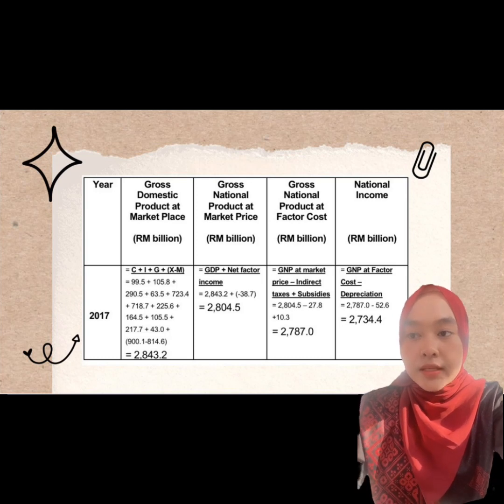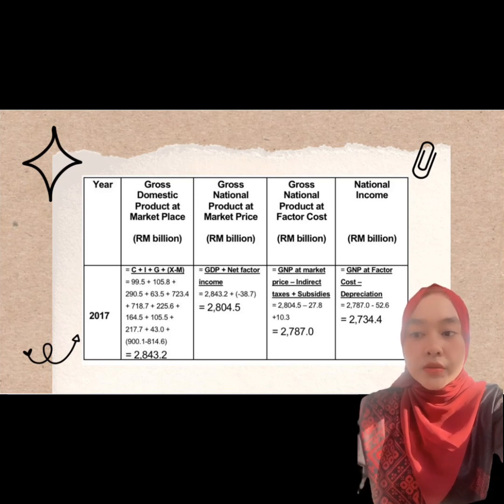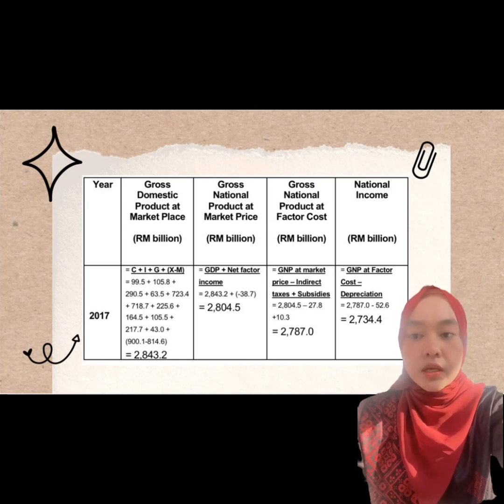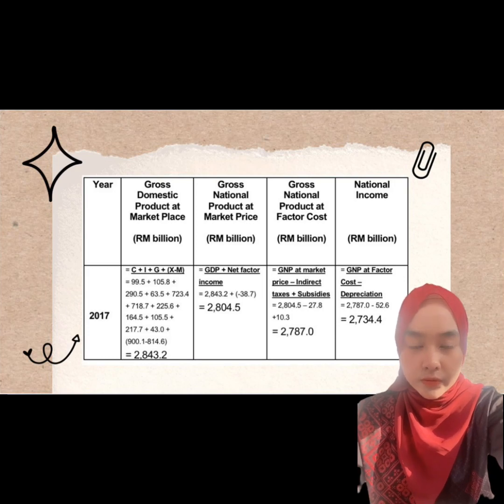2,843.2. Next, for the gross national product at market price, the formula is GDP plus net factor income, so we get 2,804.5. For the gross national product at factor cost, the formula is GNP at market price minus indirect tax plus subsidies, and we get 2,787.0. And the last is national income. The formula is GNP at factor cost minus depreciation, and we get 2,734.4.